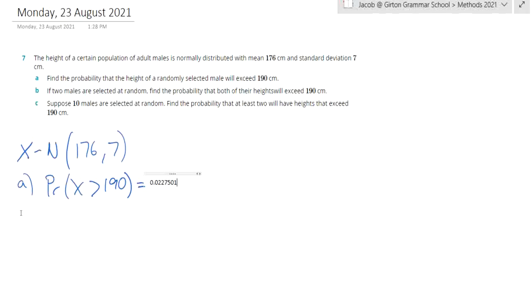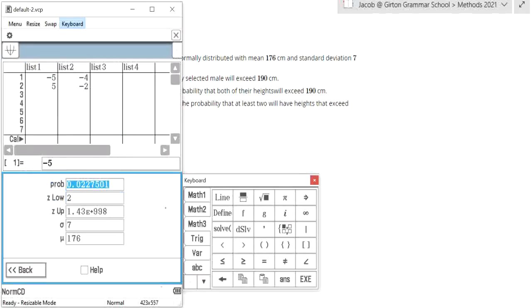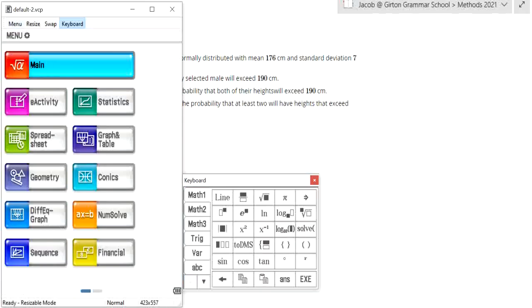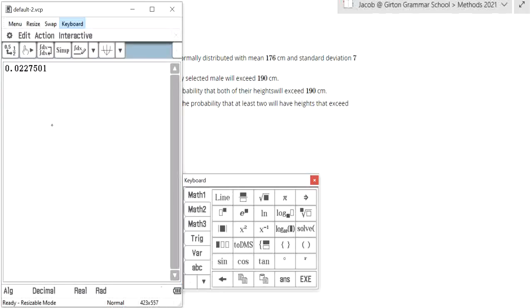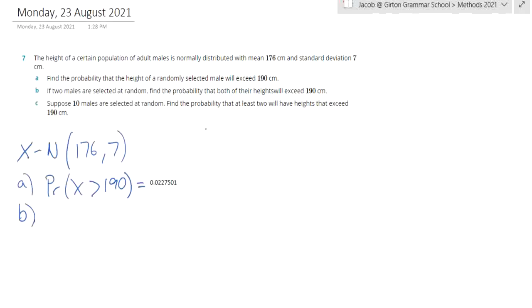Alright, B, if two males. So now we have two people, same probability, so we can just get this through multiplication, assuming it's independent. So we would have the probability of the first male times the probability of the second male, so 0.0005.